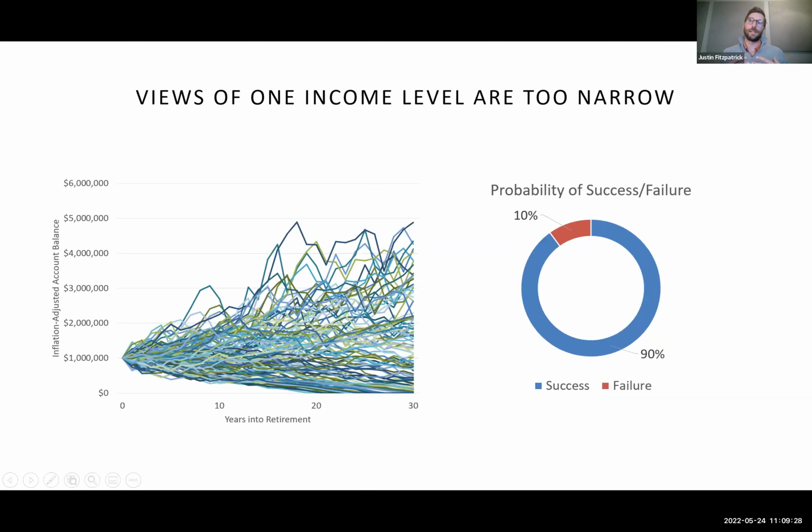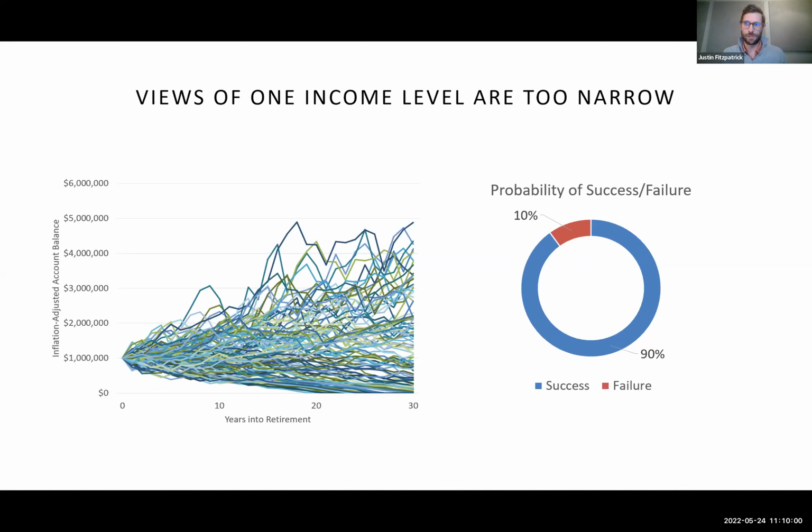It can be difficult to answer these kinds of questions with the tools that are typically available in the planning world, because often these focus on just giving statistics or visuals on one particular income plan. So one particular spending level, for example. But this is a very narrow way of looking at retirement income and retirement risk, because it just says, okay, maybe this is a plan to spend $10,000 a month.